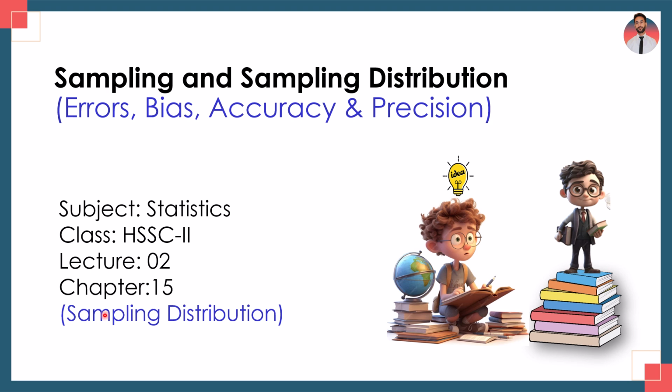Chapter number 15, sampling distribution, is under discussion. Today, lecture number 2. In this lecture, I will discuss some important terms of sampling and sampling distribution, that is errors, bias, accuracy, and precision.